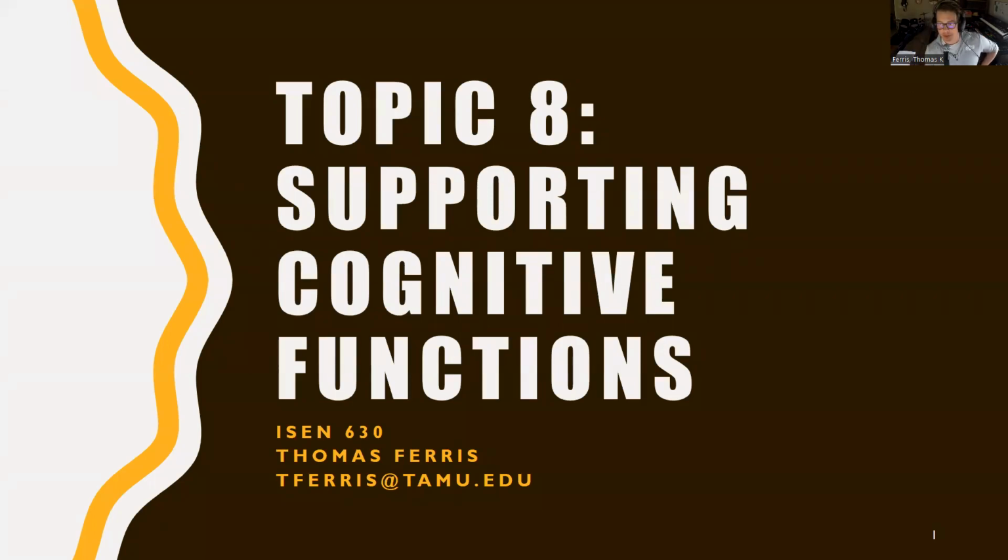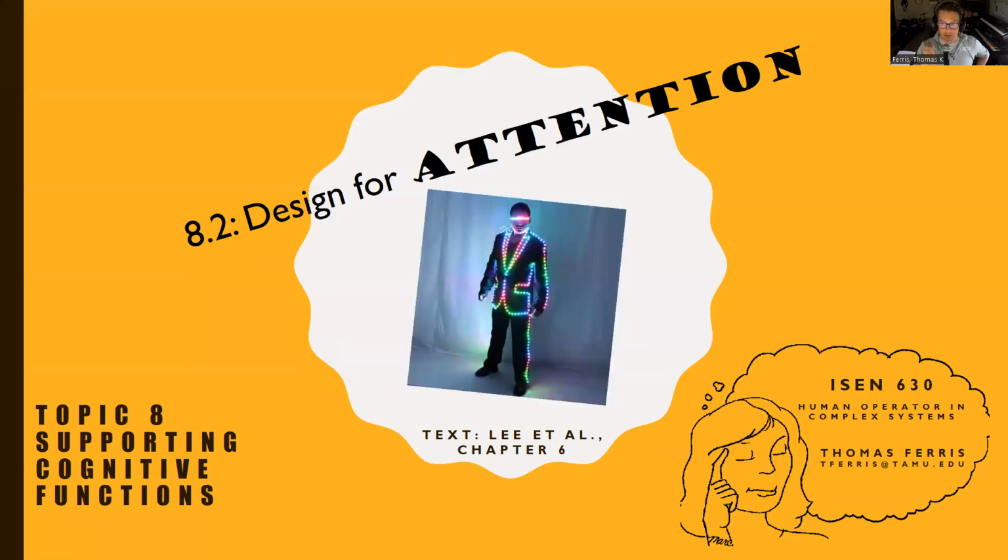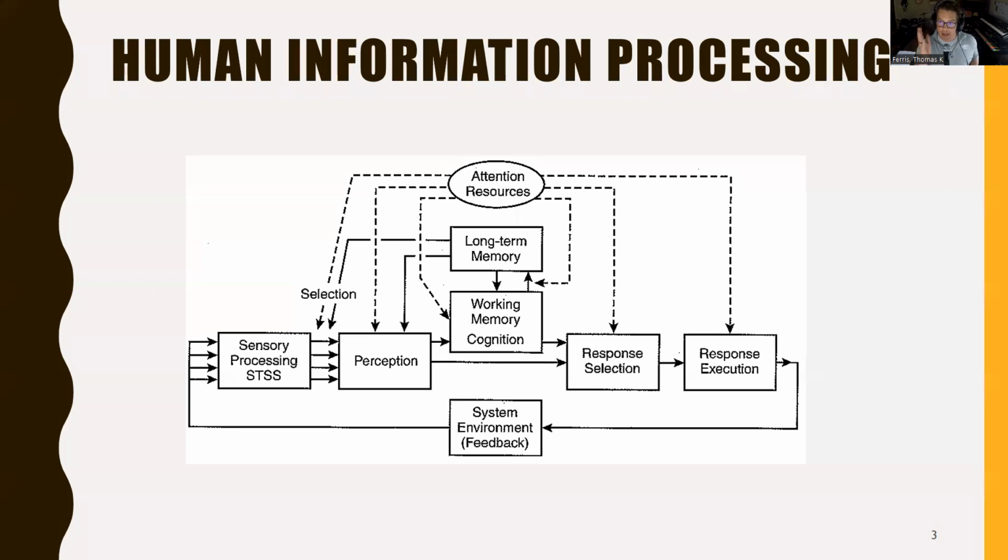Hello, everyone. Continuing on topic 8, supporting cognitive functions, and continuing from topic 8.1, we're still talking about attention. 8.1 talked about the models of attention, the varieties, the selective, divided, and focused attention concepts, and what we're interested in here. So now, how do we design for those sorts of varieties of attention?